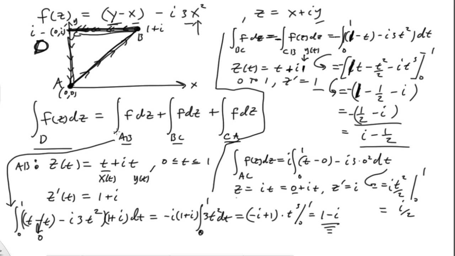But remember, that was the integral from a to c, but we wanted to go the opposite direction, so we need to put a negative sign on everything, and that becomes negative I over 2.